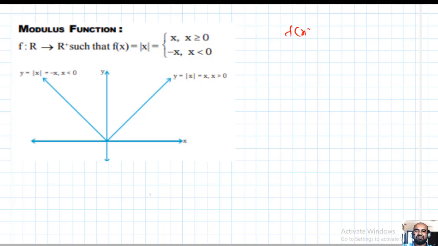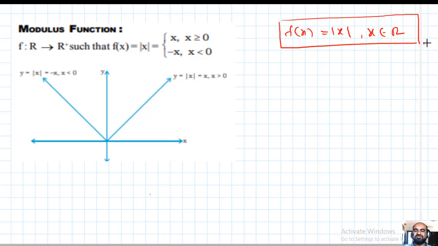f(x) = |x|. This is the modulus function. For x belonging to R, every real number, this should be defined. Here you can say the domain is all real numbers. In other words, y = |x|, or in other words, y = x for x greater than or equal to 0, and y = -x for x less than 0.